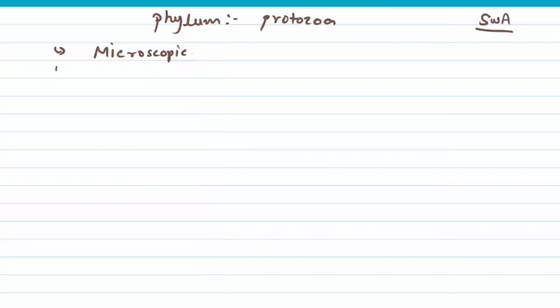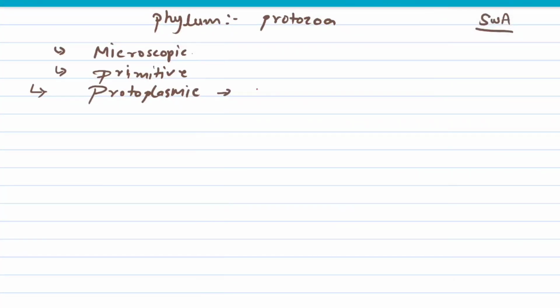Because life started with unicellular organisms, this phylum is very primitive, or very old, we can say. And if you talk about body organization in this phylum, we give the term protoplasmic level of body organization.